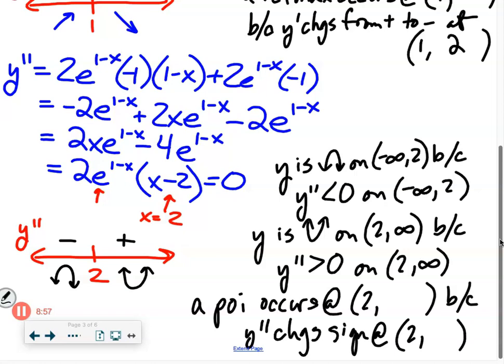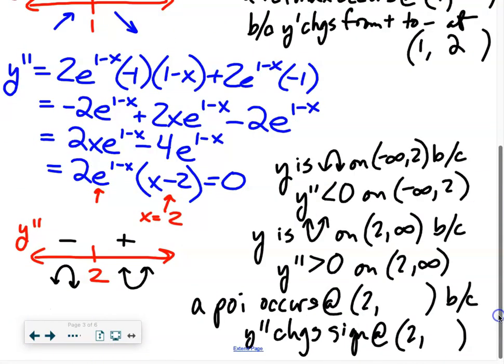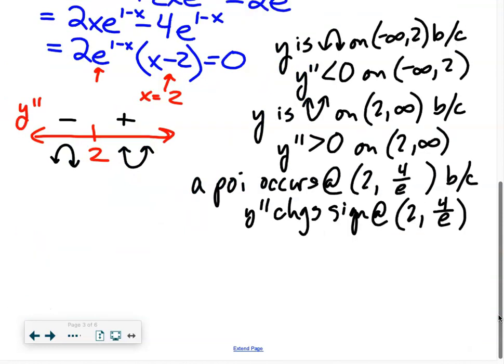All right, where do we find the point for the point of inflection? We go back to the original function, so I'm plugging in a 2. So I get 2 times 2 is 4 times e to the negative first. So my y value is 4 over e. All right, all of that should be a review. Everything that we've done so far has been a review.